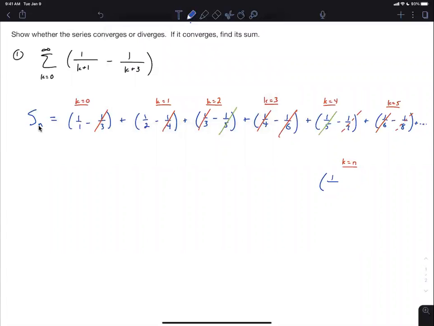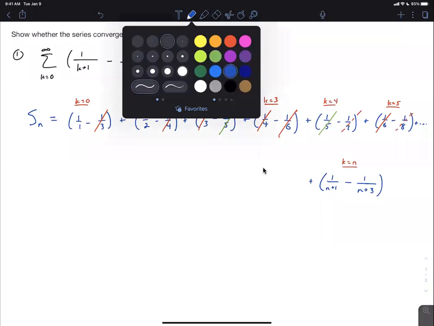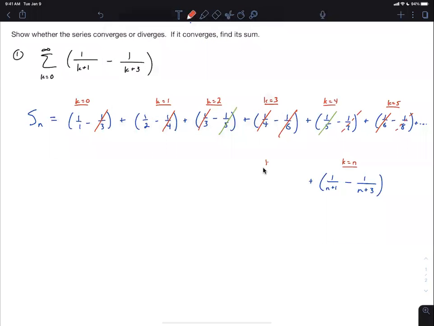And so I'm plugging n in for k. So we get 1/(n+1) minus 1/(n+3). And that's the last term in the nth partial sum. So if this was n equals 100, this would be 1/101 minus 1/103. All right, but it's for whatever n is. And so now we're going to go backward. So if k equals n is the last term, what k value would be the term right before that? k equals what?